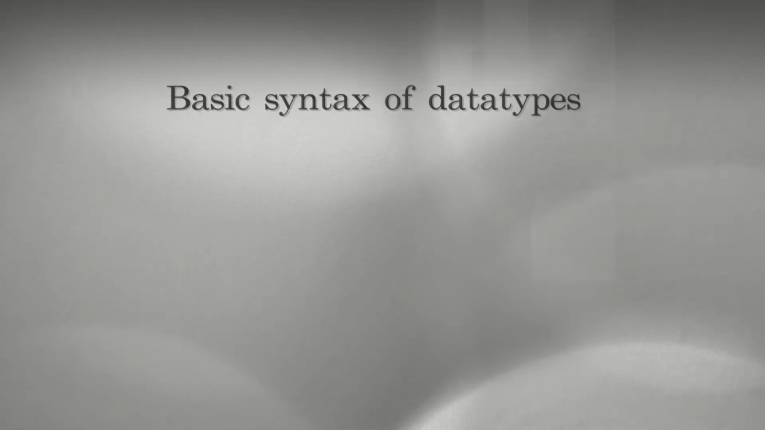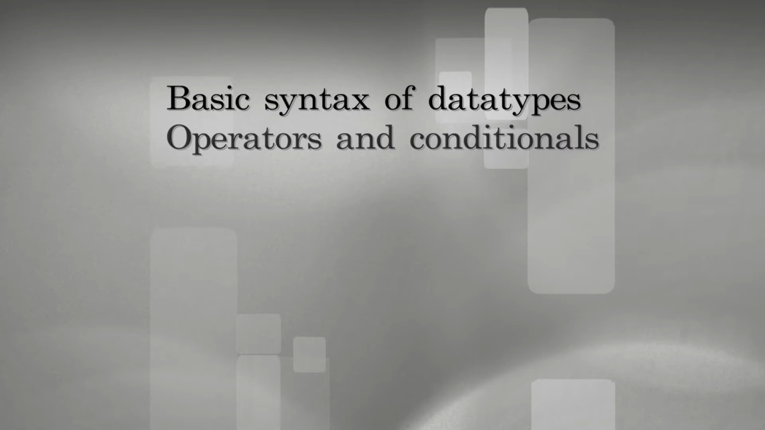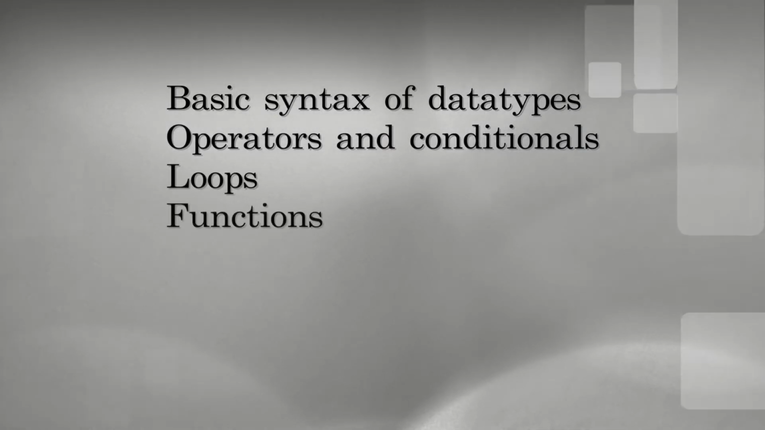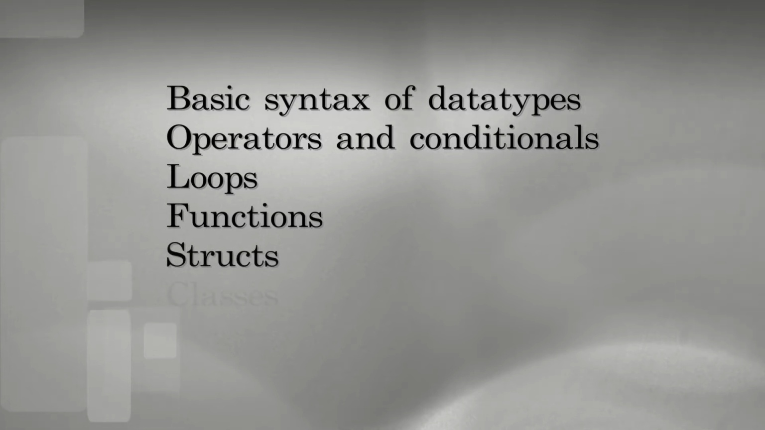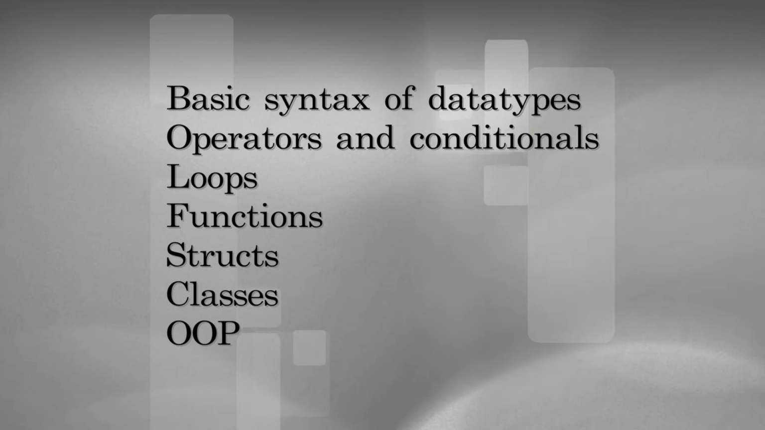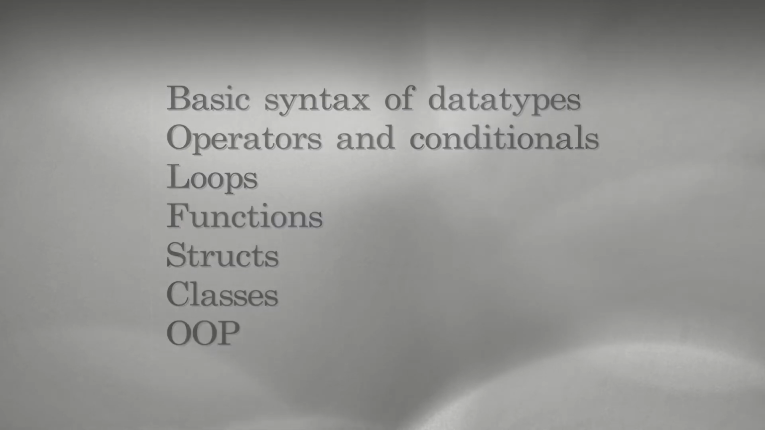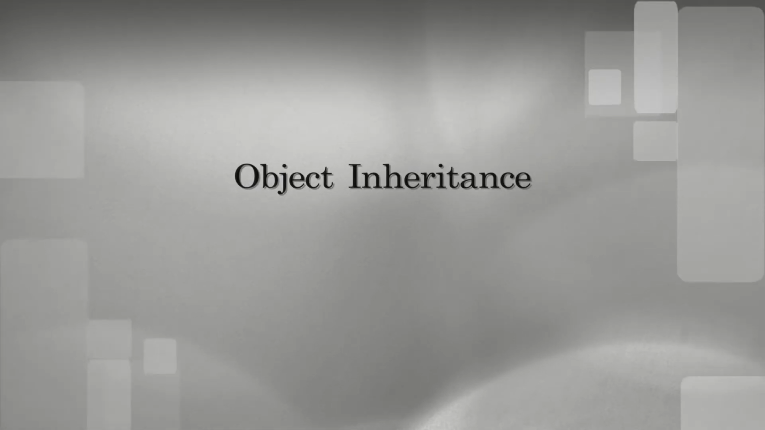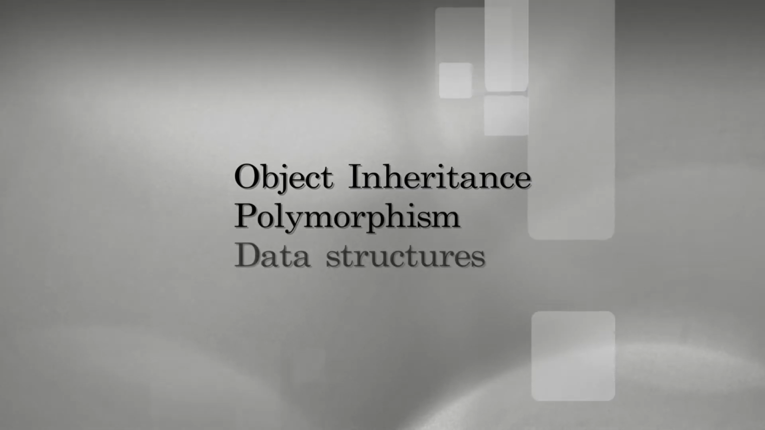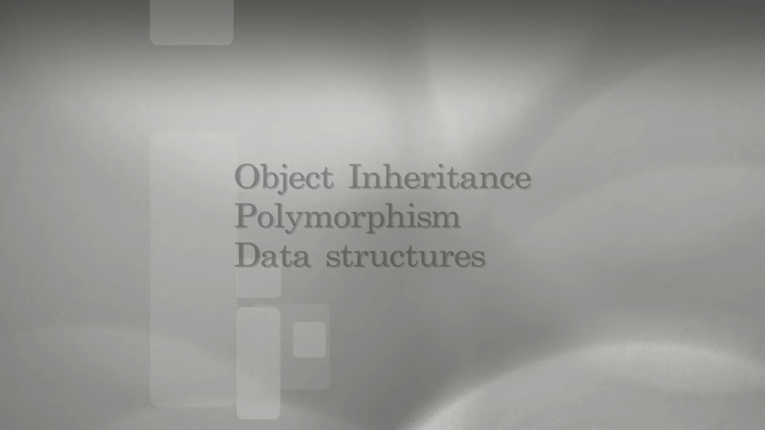Most learning resources follow the same structure. First, they teach the basic syntax of data types, then operators and conditionals, loops, functions, sometimes complex data types such as structs, then classes and object-oriented programming, and so on. And gradually you move on to more complex topics such as object inheritance, polymorphism, and data structures, which is the study of searching and sorting data. All of these concepts sound like a foreign language if you're new to computer science.